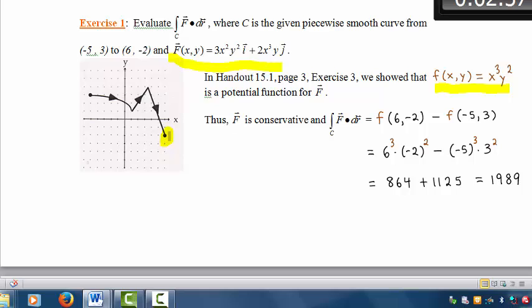The endpoint is (6, -2), and lowercase f evaluated at (6, -2) is 864. The potential function, lowercase f, evaluated at the initial point is -1125. We subtract those results. We get an answer of 1989.